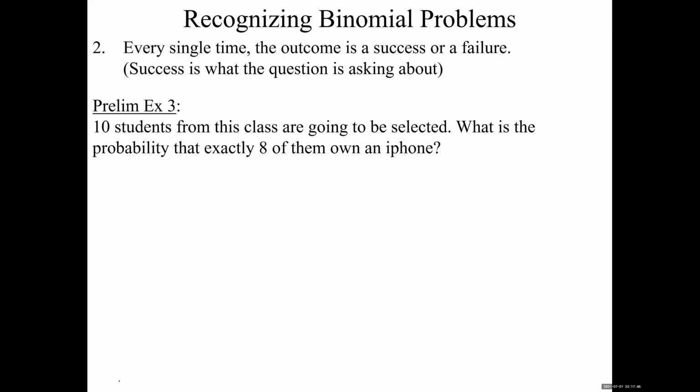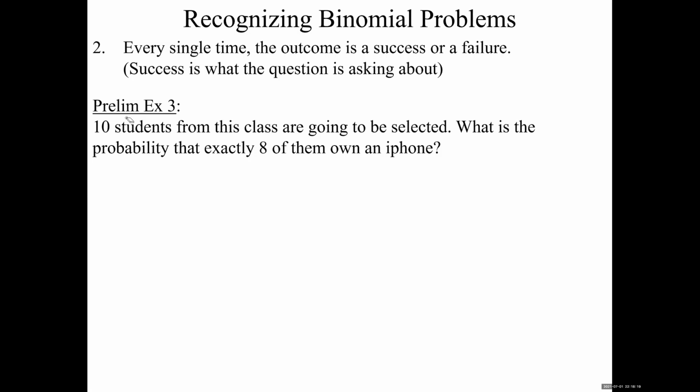Okay, again, 10 students from this class are going to be selected. What's the probability that exactly 8 of them own an iPhone? Again, think of it as I'm selecting one student. I'm going to do that over and over again 10 times. But even though I'm doing something 10 times, every single time I select a student, I get a success or a failure. I get a success if what? If they have an iPhone. If they own an iPhone, yeah. And if they don't own an iPhone, then it's a failure.